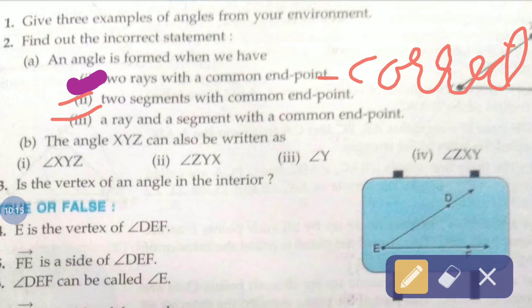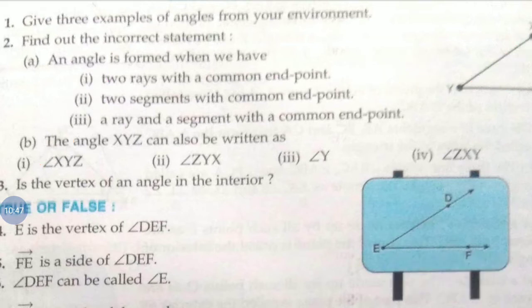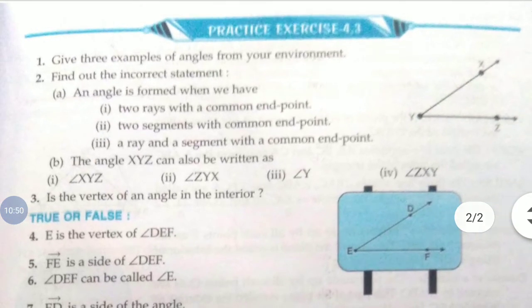In the B, it is asked: angle XYZ can also be written as angle XYZ. Just now I said that. First statement, definitely it is correct, angle XYZ. Second will be, let me see whether the figure is given here. The figure is given.